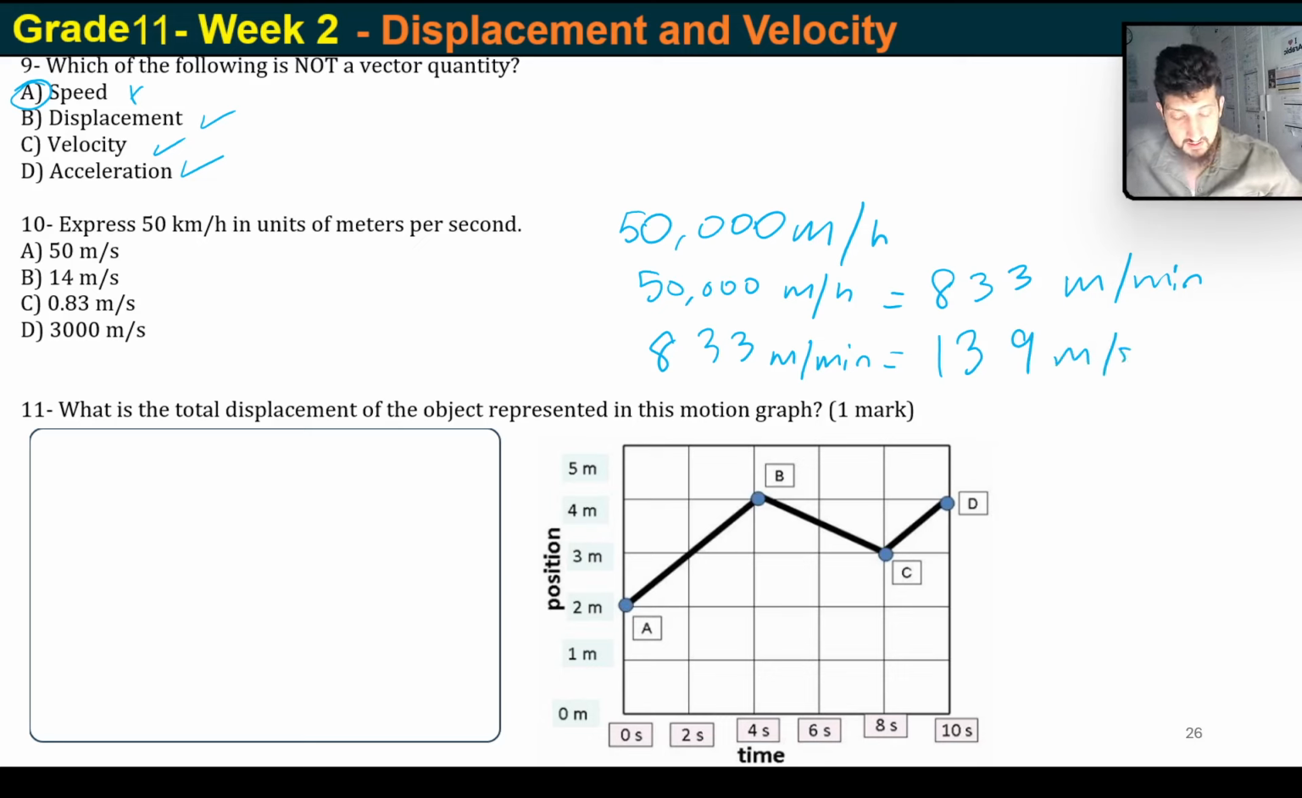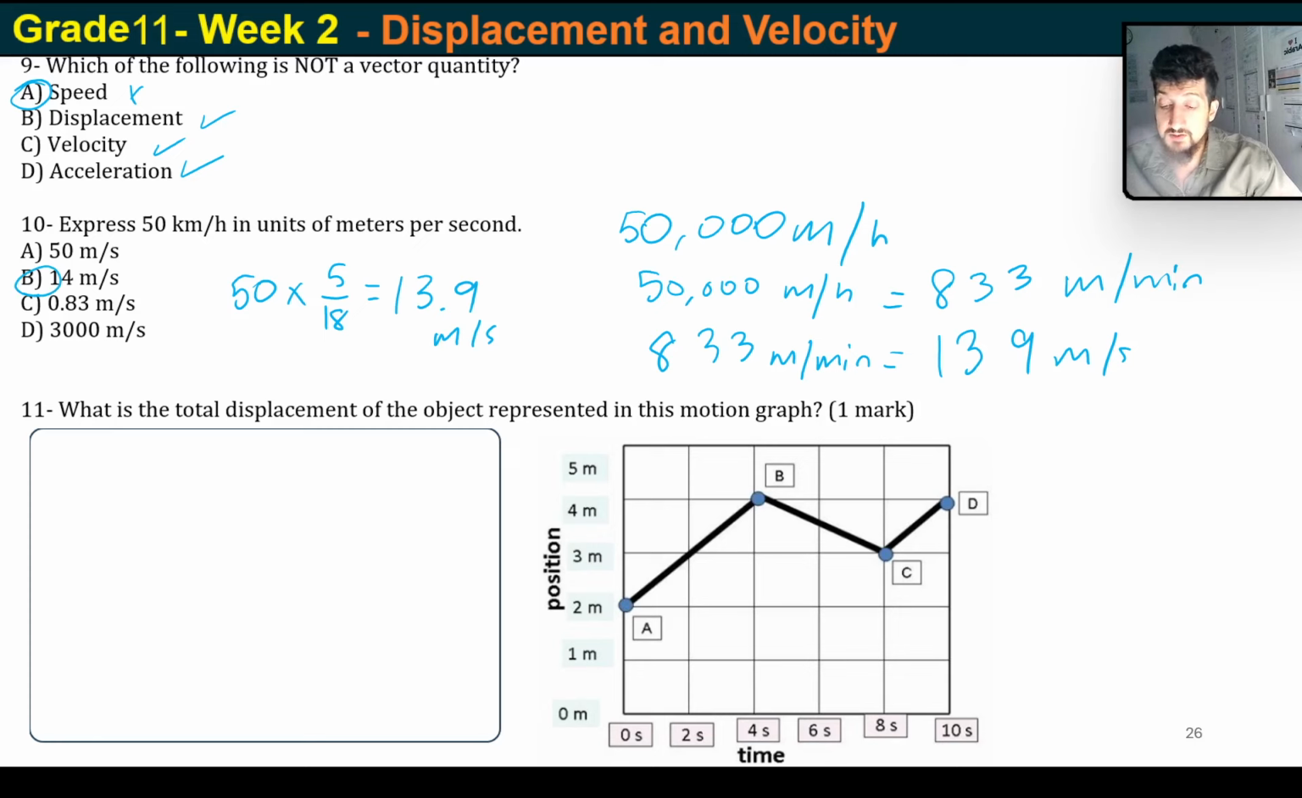The other way you can do it is go 50 times 5 over 18, and that will give you the answer immediately. So the other way you can do it is you can do the shortcut. Or obviously that's the closest answer.